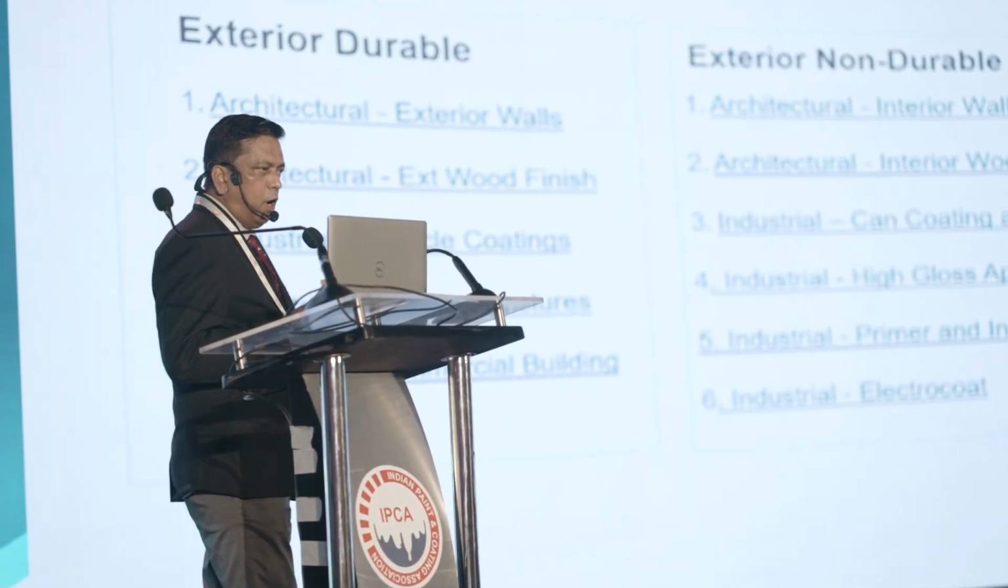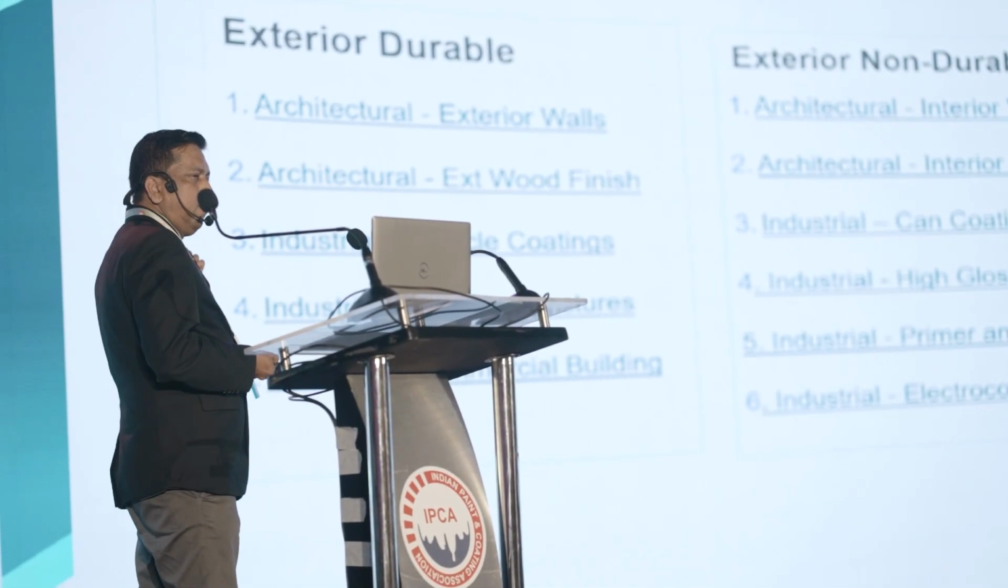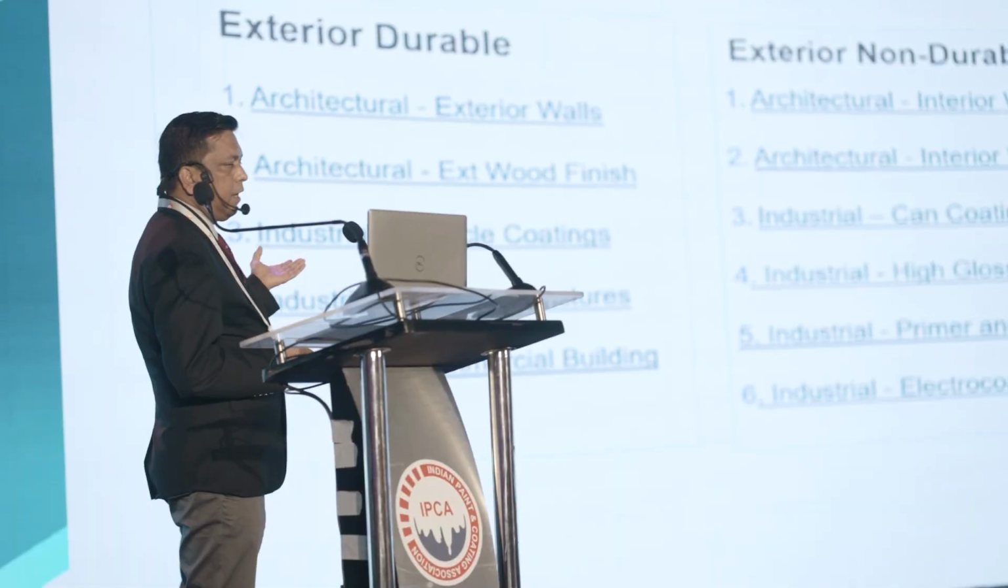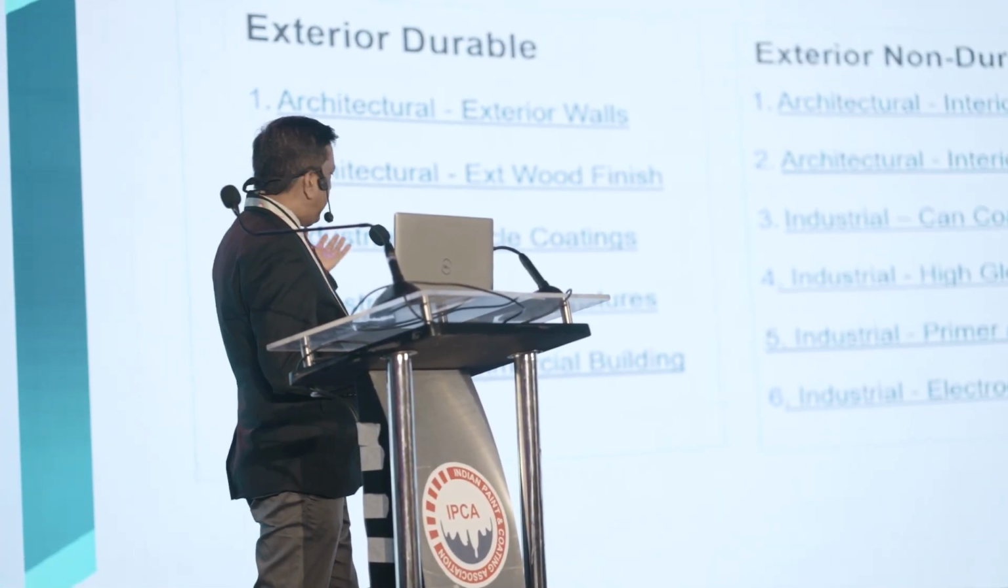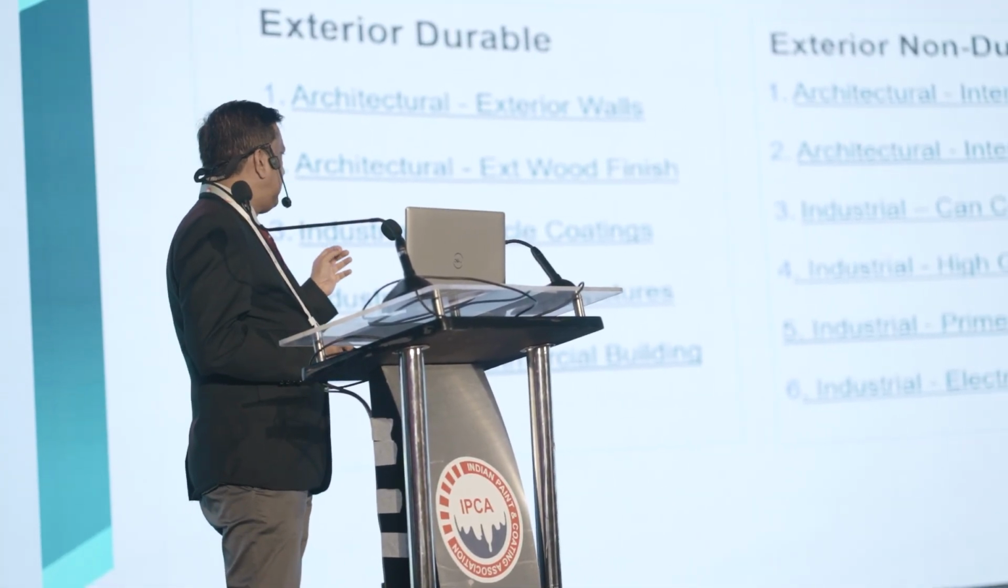Now I'll talk about some applications. These are typical applications we always discuss when we talk about paint. They are classified into two categories: exterior durable, and exterior non-durable or interior. Exterior durable applications are mostly exterior walls, exterior wood finish, vehicle coatings, exterior structures and commercial buildings. Those are the main applications I have listed here. In non-durable or interior, we have interior walls, interior wood finishes, can coating packaging, high gloss appliances and furniture like your washing machine and fridge, primers and intermediates, and electrocoat like ED primers.